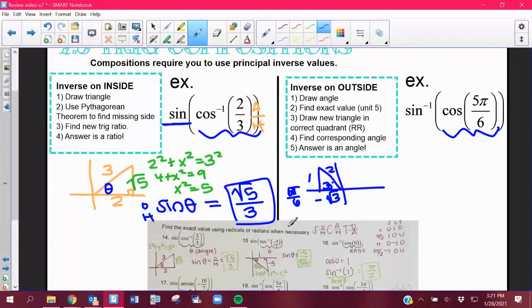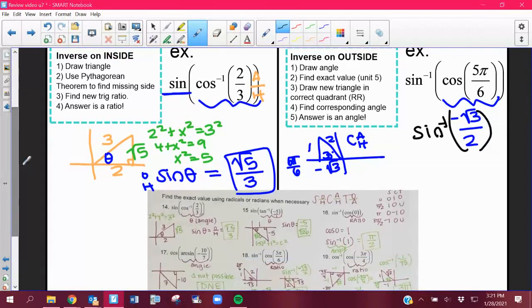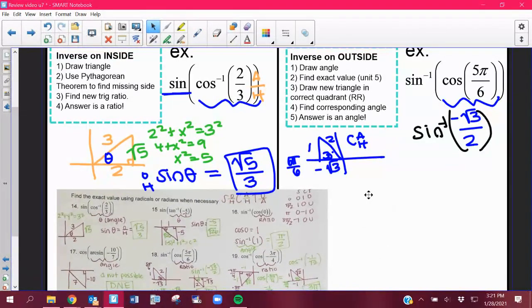Okay, now I'm going to find the cosine of this angle. So cosine is adjacent over hypotenuse. So for this value, the cosine of 5 pi over 6, the adjacent leg is negative root 3. Hypotenuse is 2. So now I've done that piece. Now I'm going to tack on the outside. So I'm going to find the inverse sine of negative root 3 over 2. Again, this is going to involve my principal values.